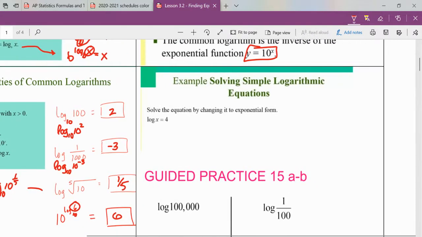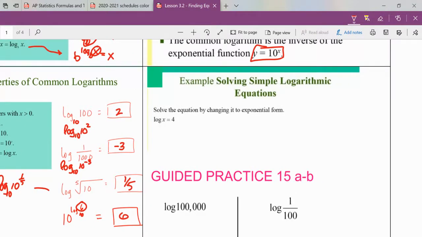And continuing to practice some problems here. We're going to solve this little simple logarithm. So again, maybe I put the little 10 down in there so I can do the looping method. Say this is 10 to the 4th equals x. So 10,000 is what the x value is.